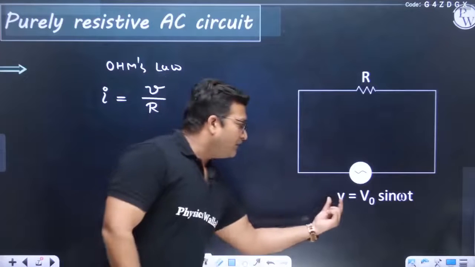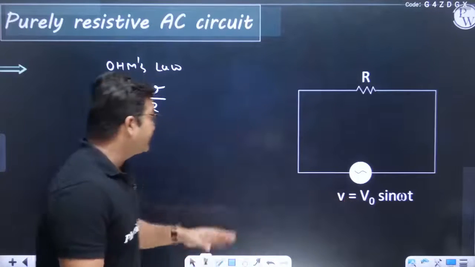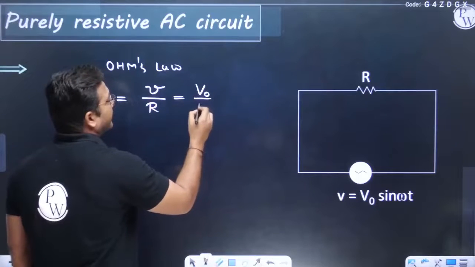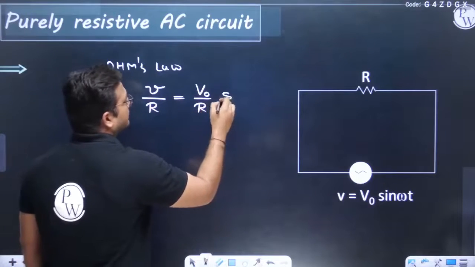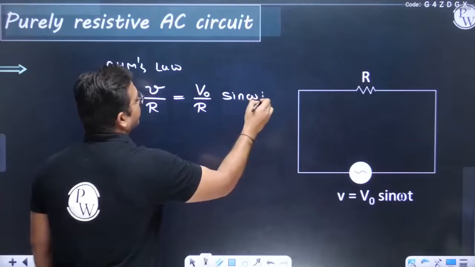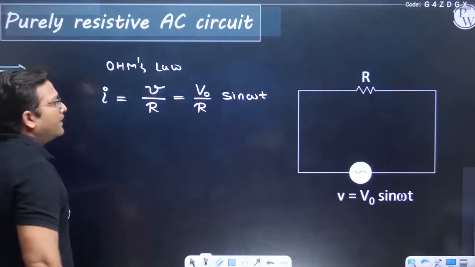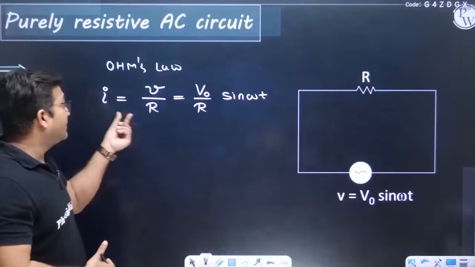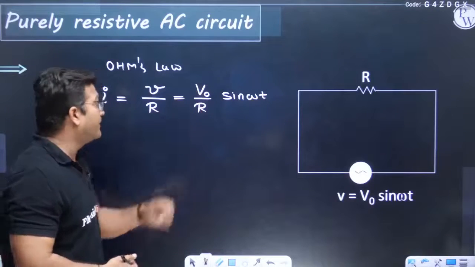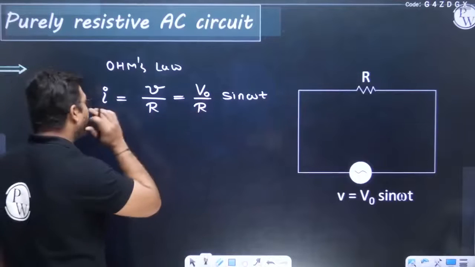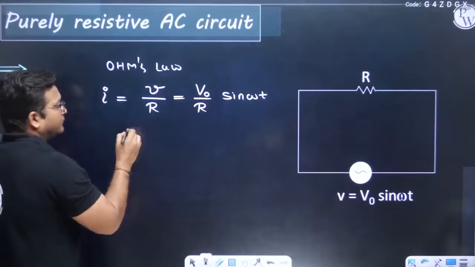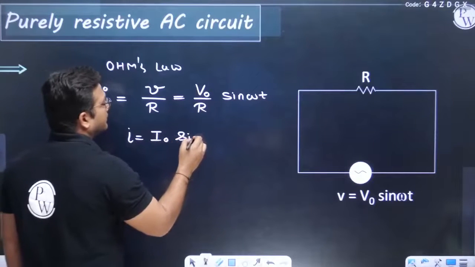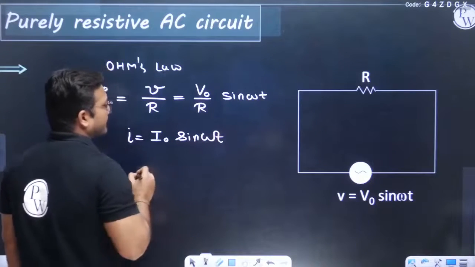Ohm's law says the instantaneous current in the resistance is equal to the instantaneous voltage upon resistance. So if by small v we represent instantaneous voltage, we get V naught by R sine omega t. The maximum value of current is this coefficient V naught by R. You can write V naught by R as I max or I naught. So I becomes I naught sine omega t.